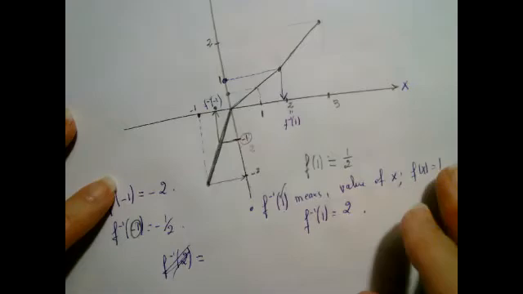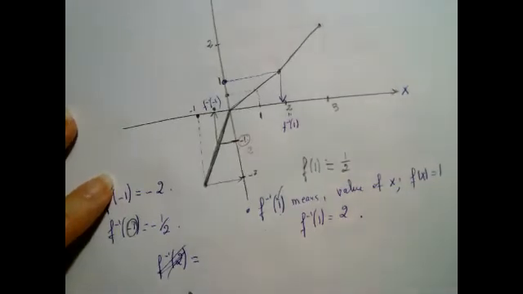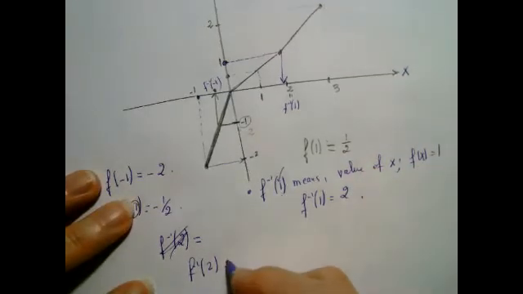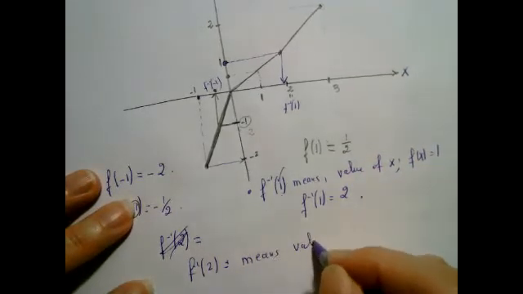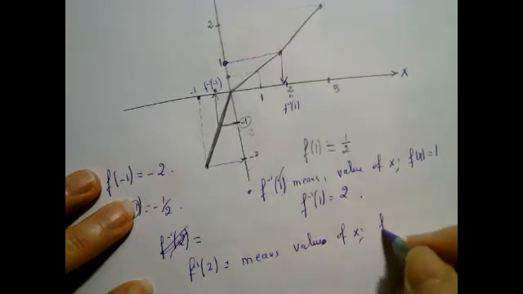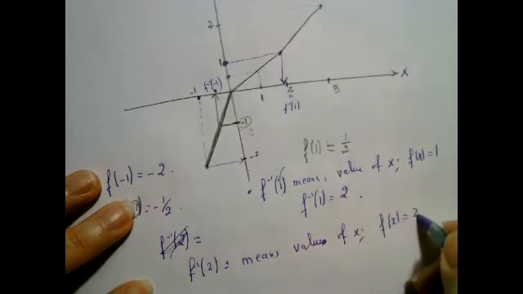Okay, I'm after f inverse of 2. Okay, everybody? F inverse of 2. It means, what is f inverse of 2? Let's write it in English: it means the value of x such that f of x is equal to 2.